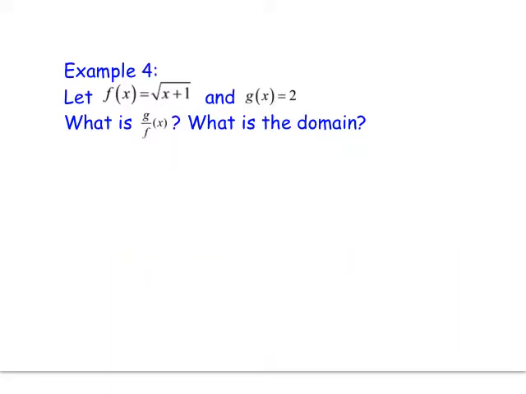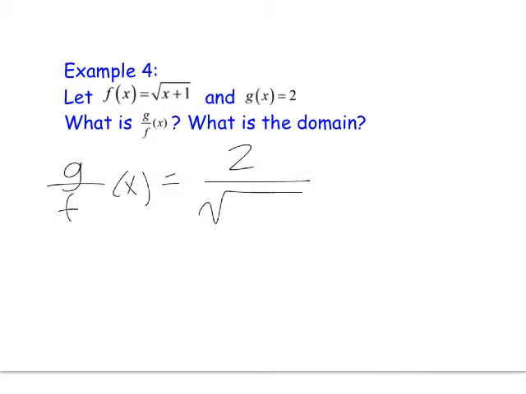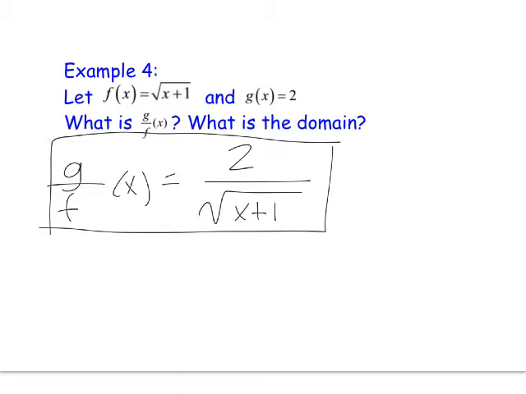And our last example says f of x is the square root of x plus 1 and g of x is equal to 2. We've got the same two functions, but we're flipping it upside down. It says, what is g divided by f of x? So g divided by f of x, we're going to put our g function on the top, divided by our f function, the square root of x plus 1. This is all we need for the division, but let's talk about that domain.